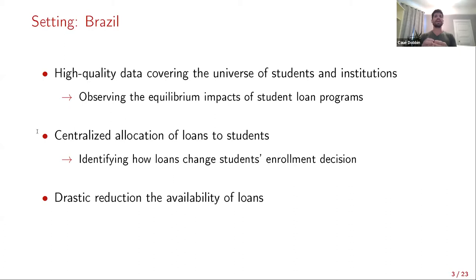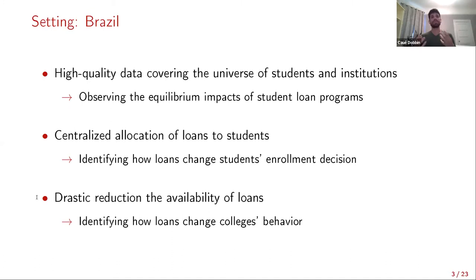And then the final piece that is going to help us answer our question is that recently there was a drastic reduction in the availability of loans in Brazil, very sudden. And that's going to allow us to observe two markets, I mean the same market, but in two situations. One situation with a lot of loans available and another situation with not so many loans available. And then we're going to be able to see how colleges behave in those two different situations, which is going to help us answer the second part of the question: how do colleges change their behavior because there are more or fewer loans available. So we're going to begin the first results showing this last part to you as the end of the motivation.